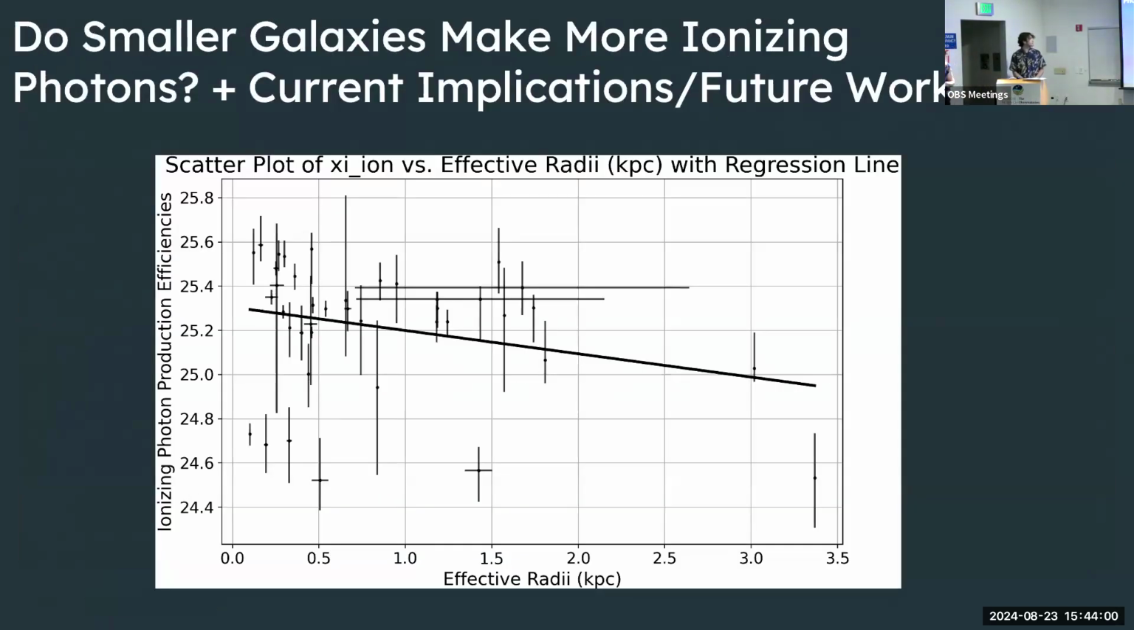Yes, it looks like there's a number of well-measured ionizing production efficiencies that are low, 24.8, and a range of radii. I'm wondering if those galaxies have something else in common in addition to being kind of low in ionizing.